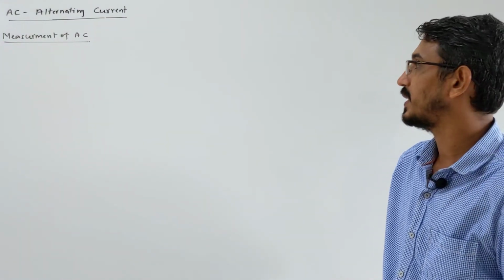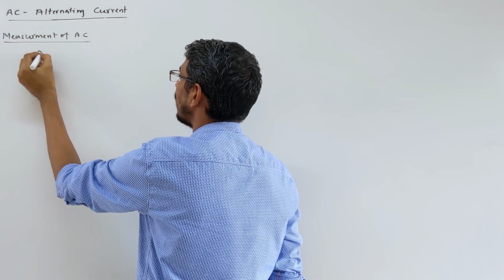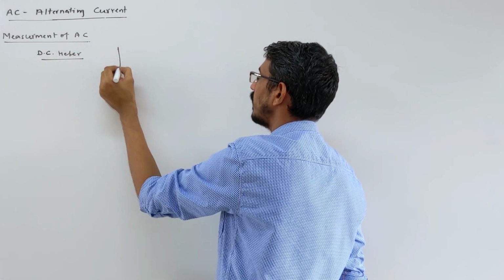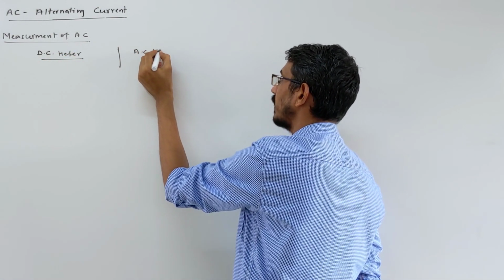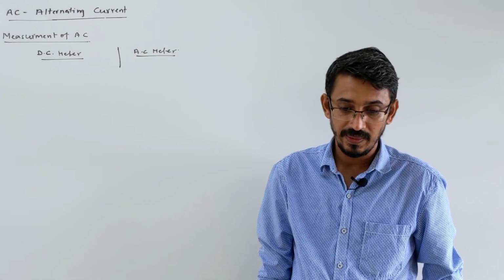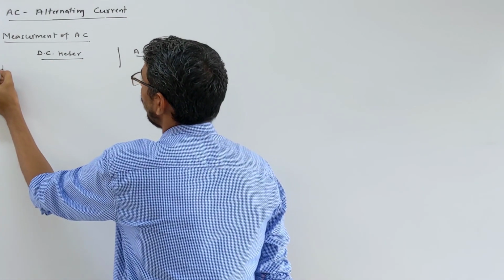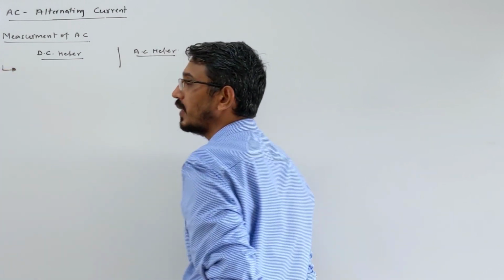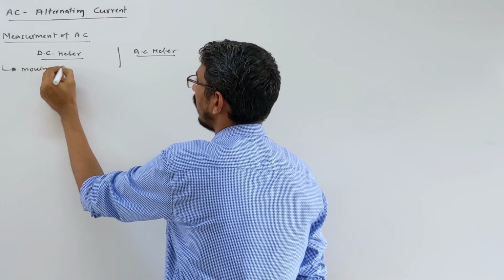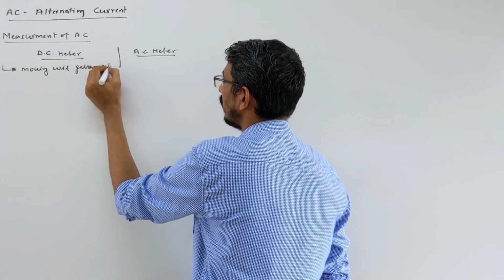Now we're talking about how to measure AC current. Look here, if you want to measure a DC current, you use a DC ammeter, or let's write DC meter. Let's compare these two. And if you want to measure AC, you use an AC meter. What's the difference between these two? For DC current we have learned the MCG, moving coil galvanometer. So for this we use a moving coil galvanometer.